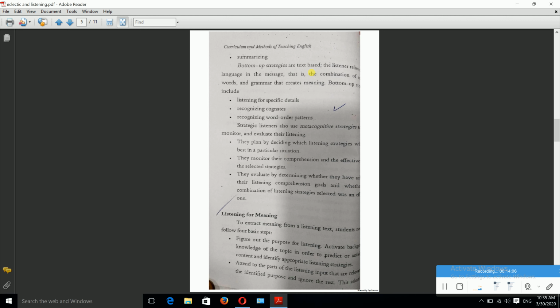They plan by deciding which listening strategies will serve best in a particular situation. They monitor their comprehension and the effectiveness of the selected strategies. They evaluate by determining whether they have achieved their listening comprehension goals and whether the combination of listening strategies selected was an effective one. This is the way the effective listener, the strategic listener, who uses metacognitive strategies, proceeds. Listening for meaning.